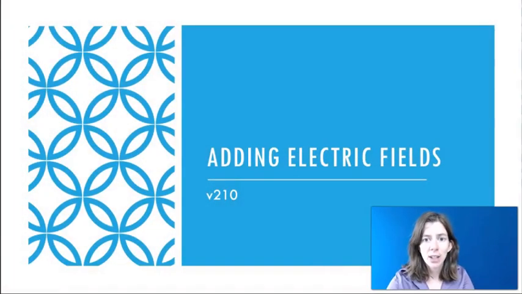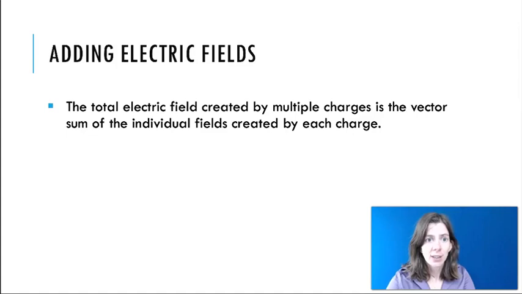It is called Adding Electric Fields. So we're going to learn how to find the electric field at a point when there's more than one electric charge. So it's going to work just the same way as adding electric force vectors. If you have more than one electric field because you have more than one charge, you have to use vector addition to add the electric fields.